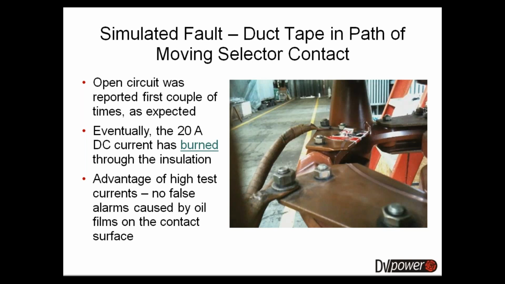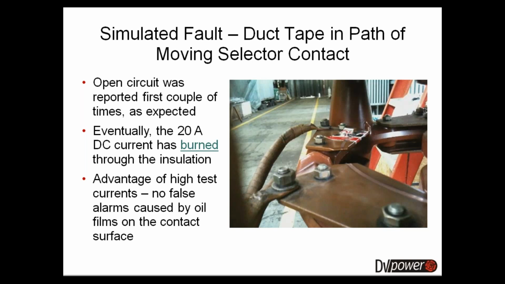When you're using very low currents, such as half an ampere or 1 amp or 2 amps, sometimes you can have a false alarm where the problem is recorded because some oil film is present on the surface of the contacts. This does not happen when you use high test currents, because any obstructions which can be easily cleaned and which can be easily wiped during tap changer operation will be pierced by the high currents used for the test.